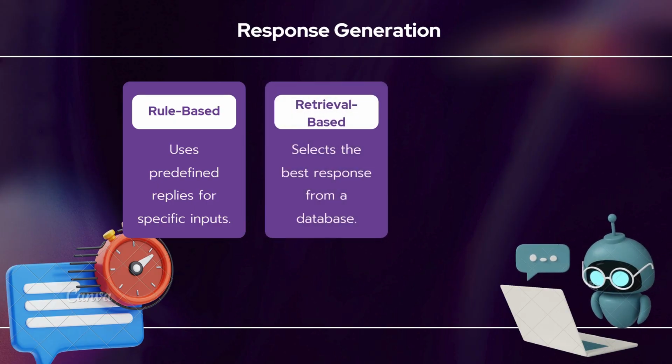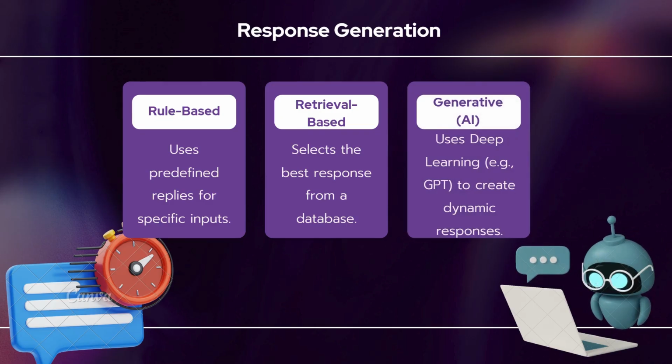Next, we have retrieval-based chatbots. These work by selecting the best response from a predefined database. They use techniques like keyword matching or machine learning to retrieve the most relevant response based on the user's query. While they provide more variety than rule-based systems, they still rely on an existing set of responses and do not generate new ones. Finally, we have generative AI-based chatbots.